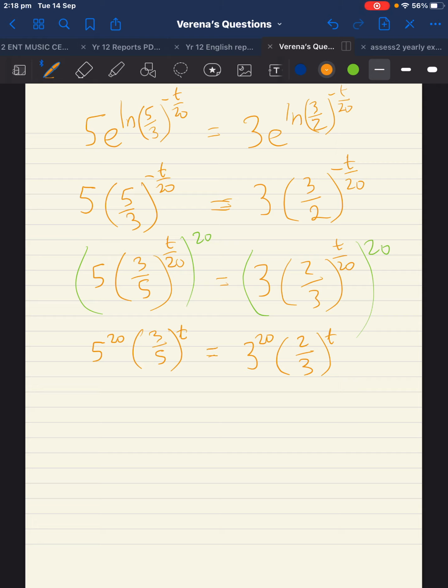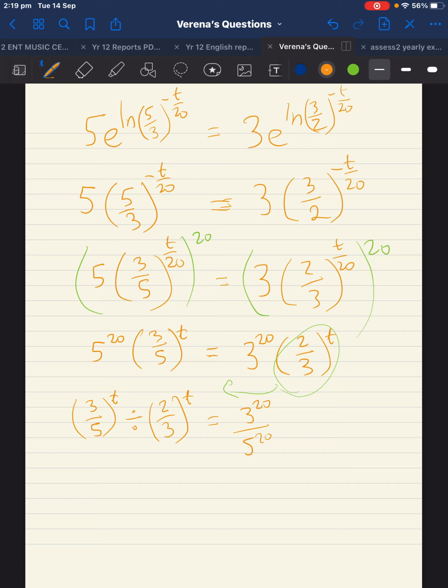All right, so how are we going to solve this equation? Again, I'm just going to maybe move all the t's to the one side and all the numbers over to the other side. Maybe that's the easiest way. Let's have a go for it. So we have 3 over 5 all to the power of t. And we're going to divide this by 2 over 3 all to the t, right? I've taken this over to the other side. And over here, we're going to have 3 to the 20 all divided by 5 to the 20. Hopefully you can see what's happening there.